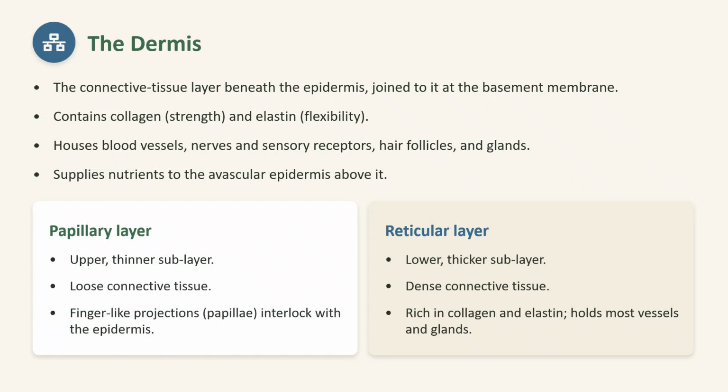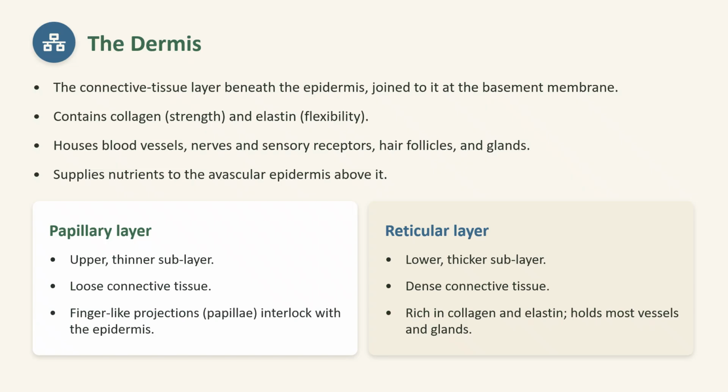Moving down, we reach the dermis, the thick, living workhorse of the skin. It's connective tissue, and it attaches to the epidermis above along a wavy border called the basement membrane. Those waves matter. They increase the surface area between the 2 layers and help lock them together.